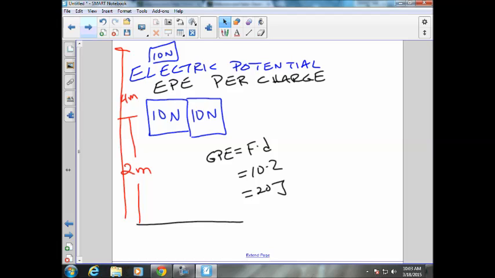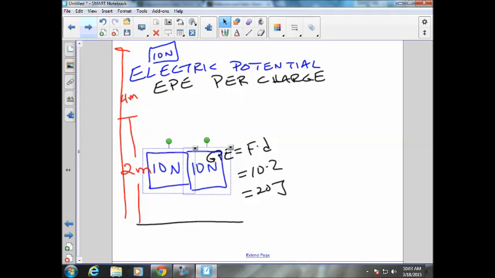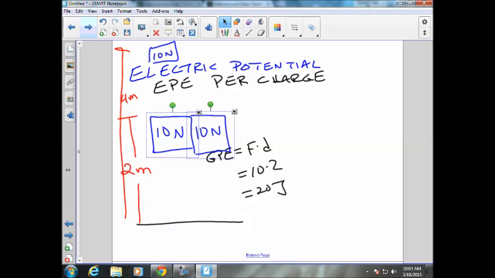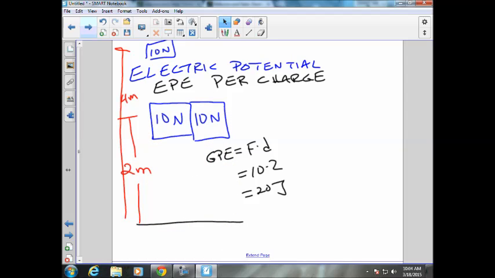But think now about what happens if we drop these. If you drop all this stuff, it's going to hit the ground at a certain speed. These two will hit the ground at the same speed as each other, but this one, when it hits the ground, will be going faster than those two. And that's what we really end up caring about when we're talking about electricity. How fast can you get a charge to move?